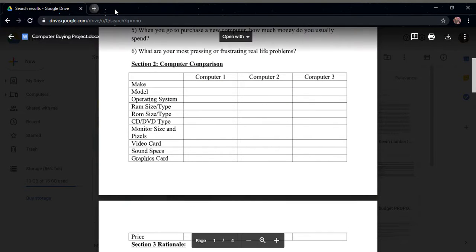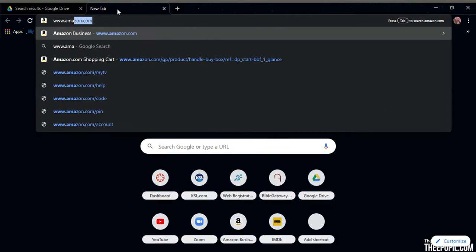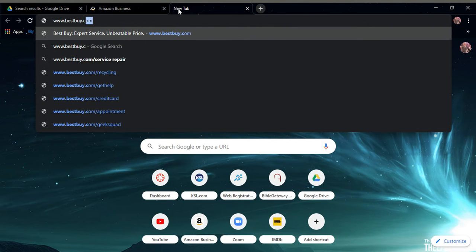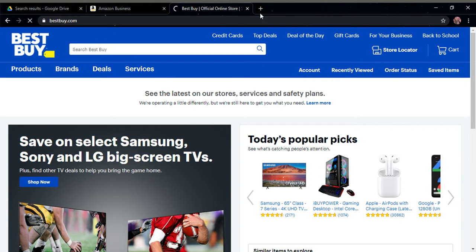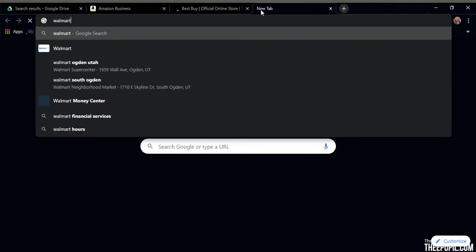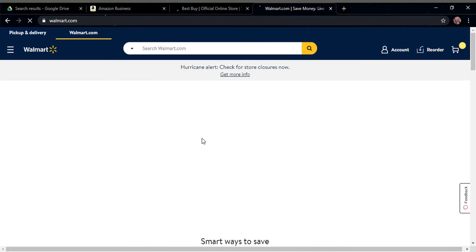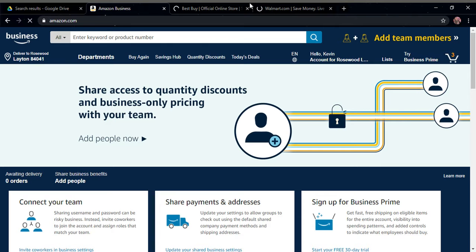So go to Amazon.com. Perhaps you've heard of it. Or go to Best Buy, which, if you're not familiar with Best Buy, is a computer store that's really big in the United States. Or you can even go to Walmart. Walmart sells computers online, or even Target. And so we're going to go with Amazon. You could go to Best Buy or Walmart too.